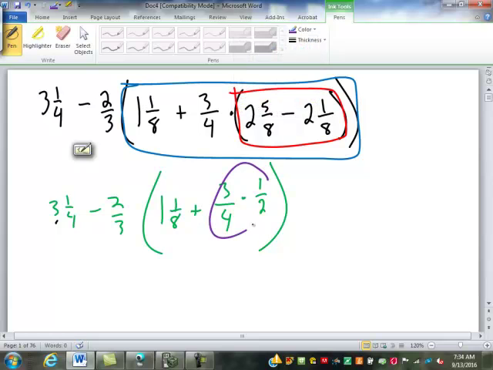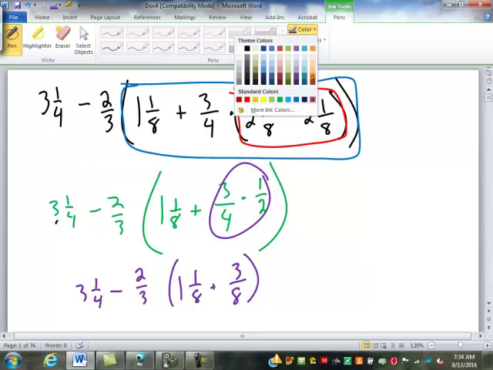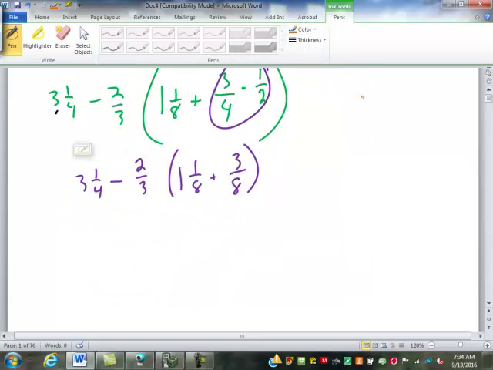Multiply. 3/4 times 1/2, which is 3/8. Now it's 1.5. So now we add 1 and 1/8 plus the 3/8 is 1 and 1/2. We're going to take out the parentheses because we're down to a single number in there.